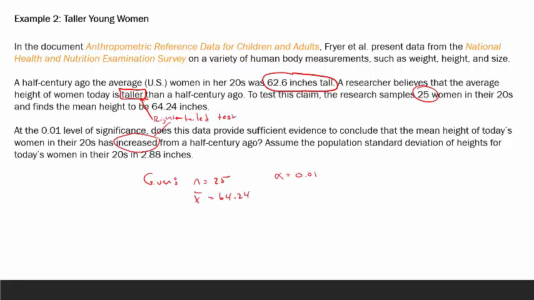So again, that's a right-tailed test, from a half century ago. It says to assume the population standard deviation for heights of today's women in their 20s, so you're given sigma, is 2.88 inches. Okay, so let's go through and do this.